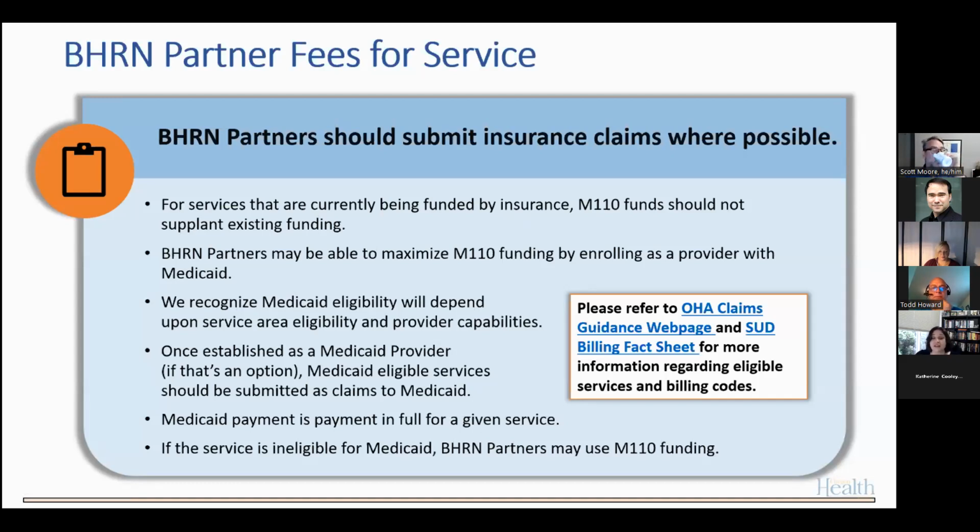So for services that are currently being funded by insurance, Measure 110's funds should not supplant existing funding. Okay, that is in the Senate bill. I believe it's in the RFGA as well. Burn partners may be able to maximize Measure 110 funding by enrolling as a provider with Medicaid. So if you do want to become a Medicaid provider, we can support you and give you TA around doing that. We recognize Medicaid eligibility will depend upon service area eligibility and provider capabilities, right? We are not telling any organization that they have to create a billing department if that is not the direction that they want to go.